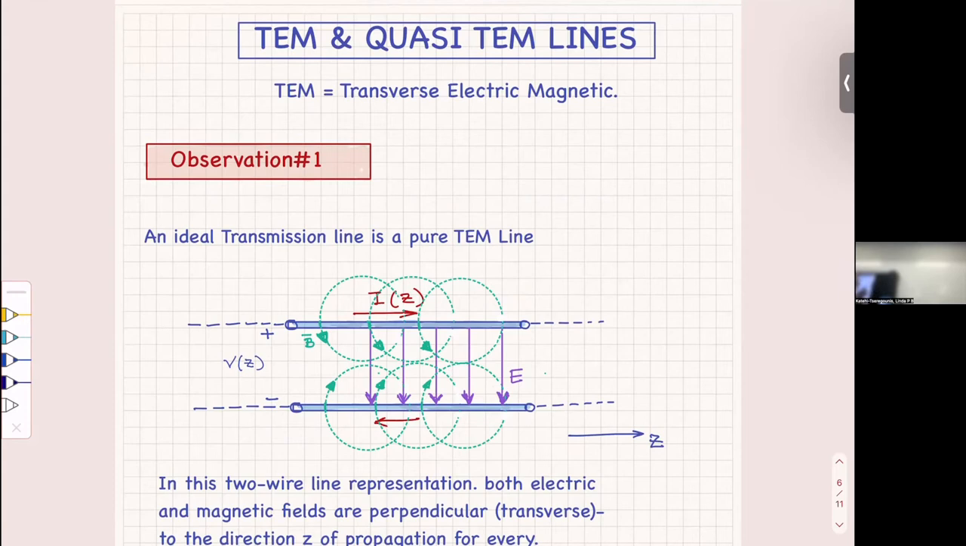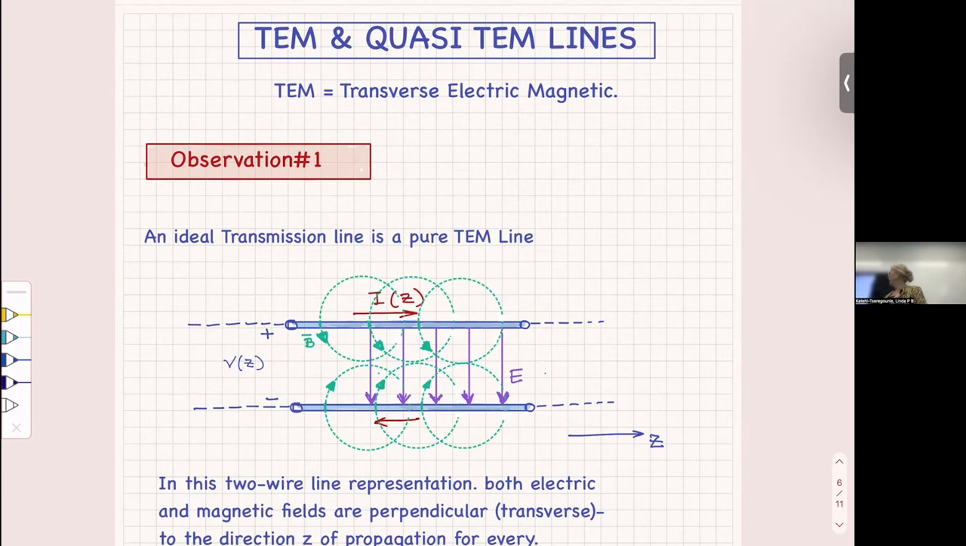Okay. Now, if you look at the magnetic field, if you have a current like this, the magnetic field is going to be going like that. So the magnetic field lines are also perpendicular, on a plane which is perpendicular to the direction of propagation. So the magnetic field lines are also transverse, all right?